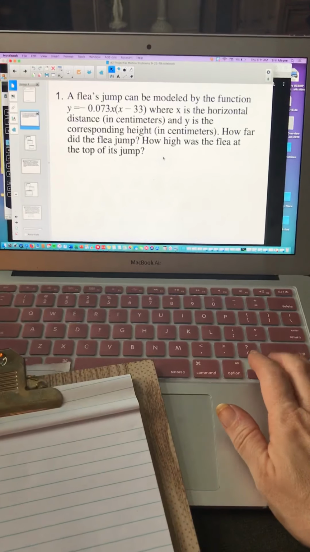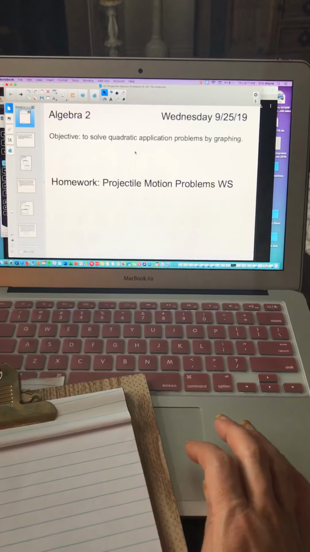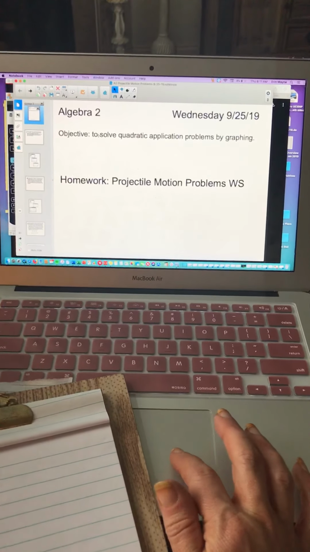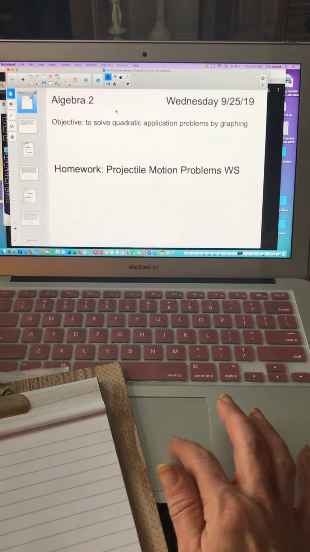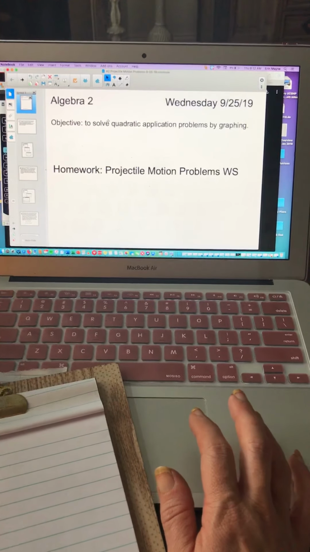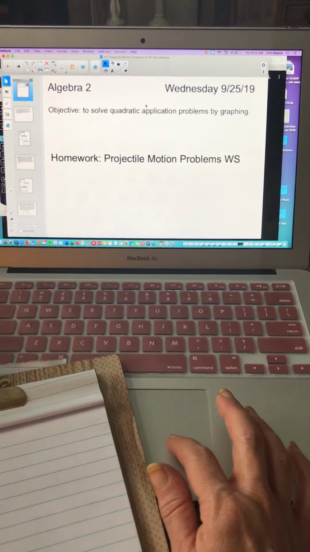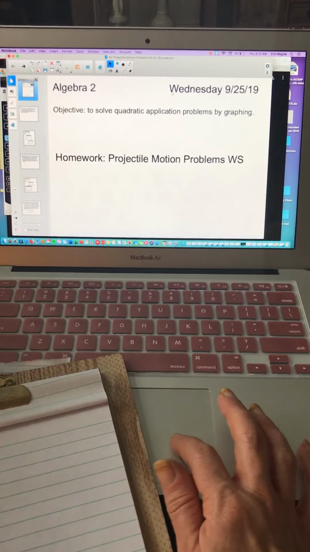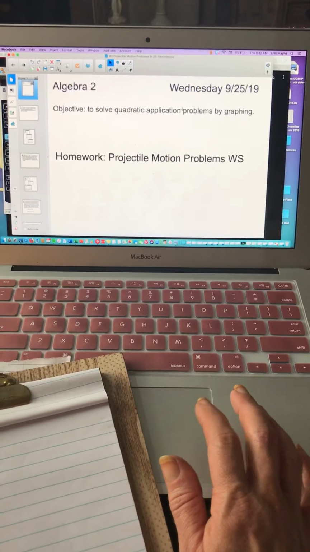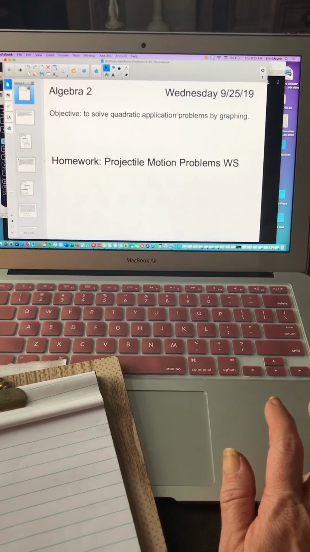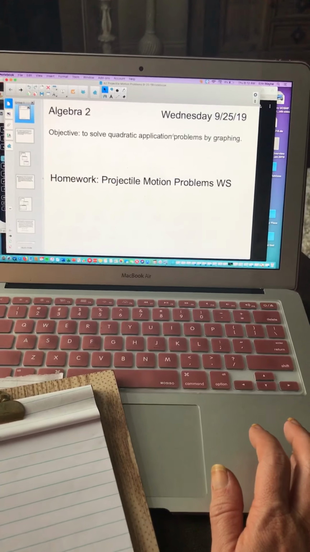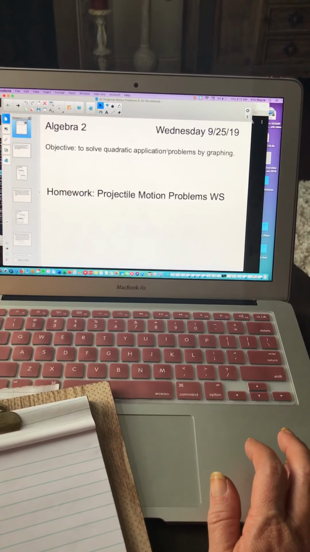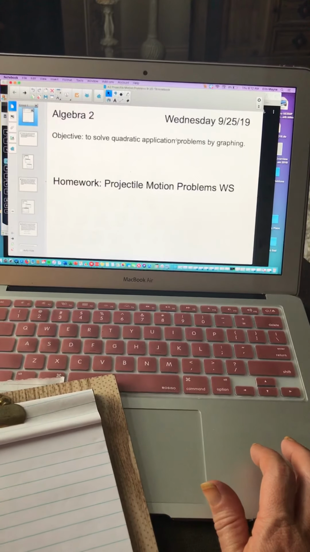I know we talked about understanding where we're headed. Today when you're in class, we're going to solve quadratic application problems, but today we're going to specifically do it by graphing. You're going to want your calculator, so take a minute and get it out. You can hit pause if you want to.